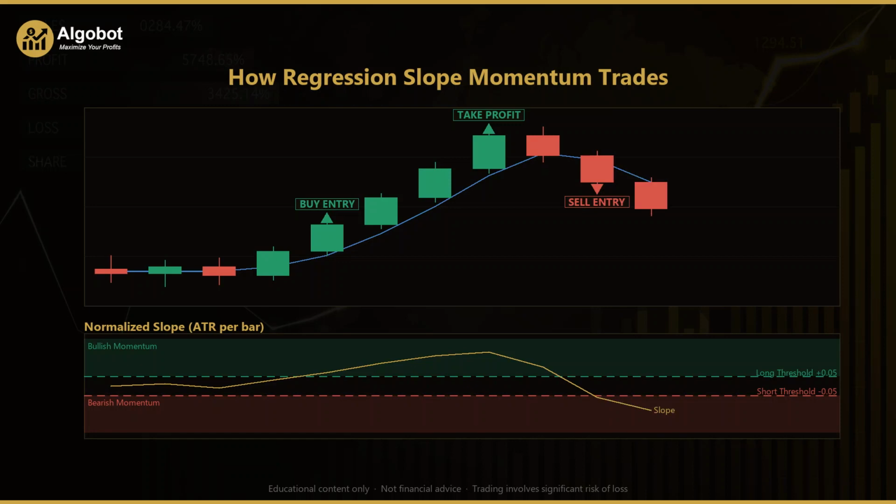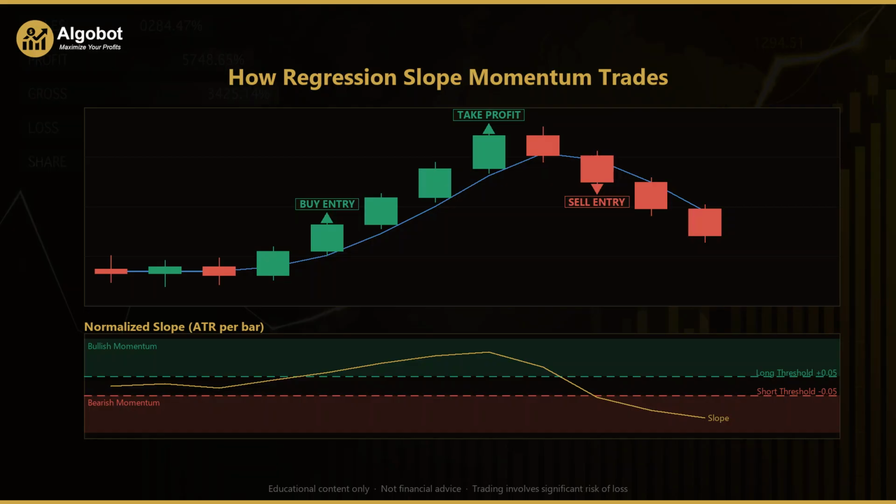Now the character of the market changes. On the 8th candle, price stalls near the top and closes well off its high. The regression line rolls over, and the slope reading starts falling fast. By the 9th candle, price breaks lower. The slope crosses down through the negative threshold, and that fresh downward cross is our short condition. The sell entry marker appears here.